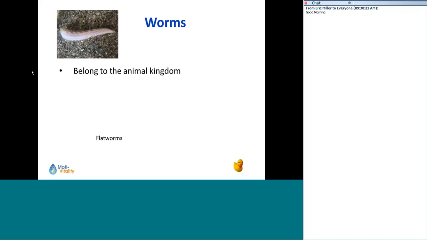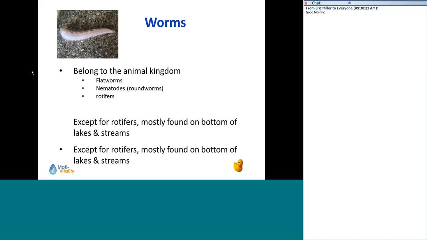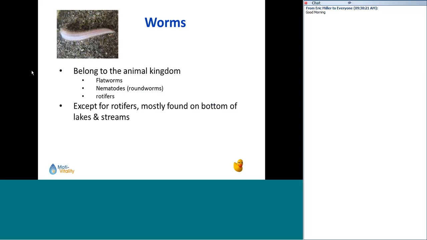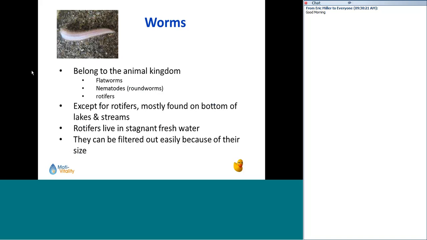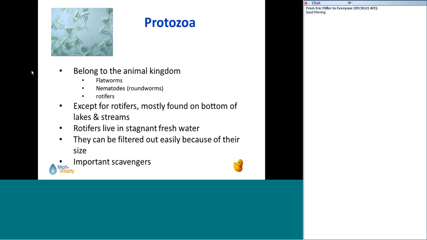Worms belong to the animal kingdom. There are flatworms and nematodes, or roundworms, and rotifers. Except for rotifers, they're mostly found on the bottom of lakes and streams. Rotifers live in stagnant fresh water. They can be filtered out easily because of their size, and they are important scavengers.